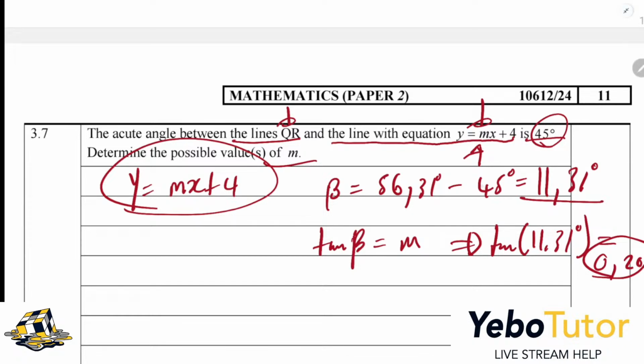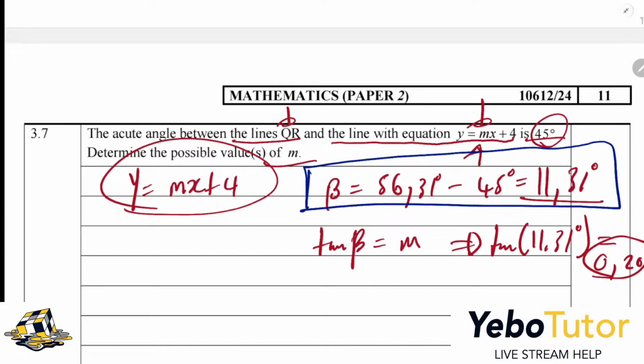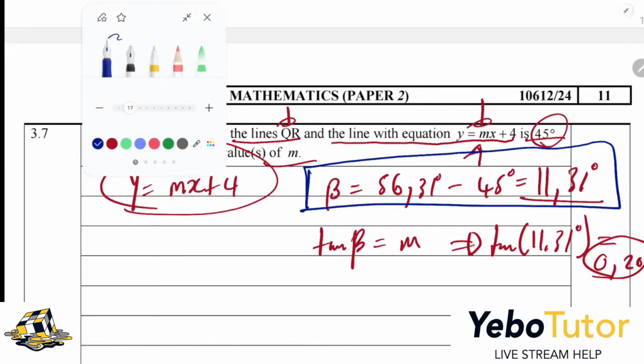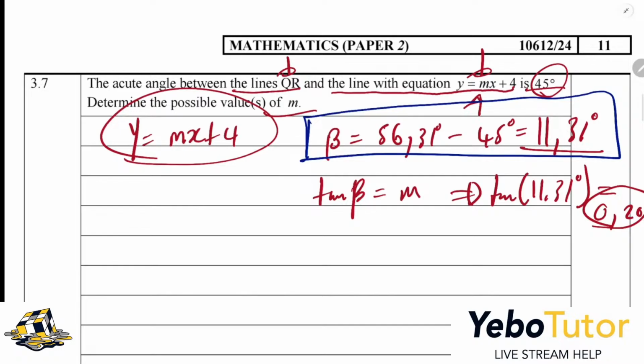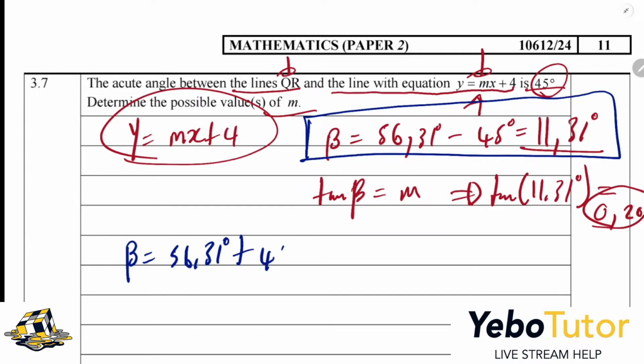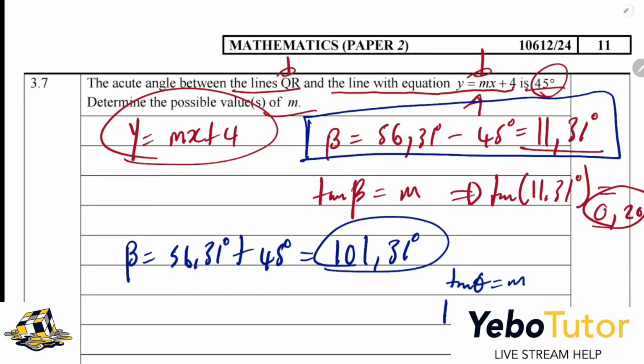Because we don't know which side this angle is at, the first criteria we used was subtracting, and we can see that we're getting this. Now we need to find another one, where we are adding. So now that will be 56.31 degrees, and we are adding that angle of 45 degrees, so that we can get that other angle. Then that will give you 101.31 degrees. So now we know that tan theta is equal to the gradient. So tan of 101.31 is equal to the gradient.